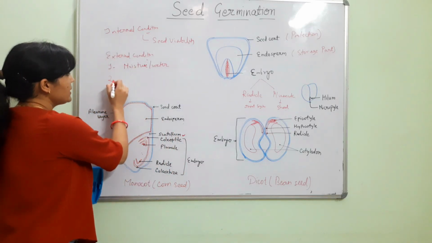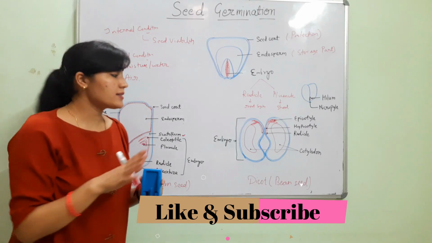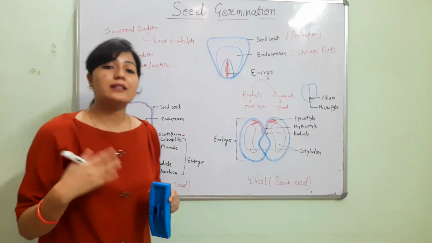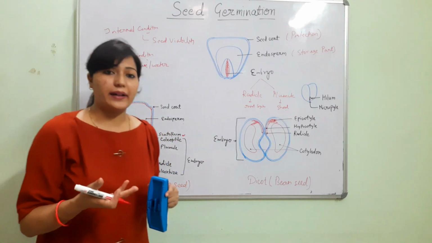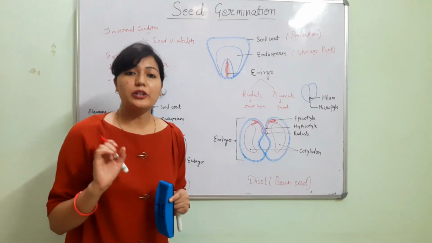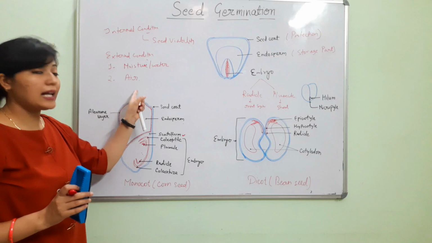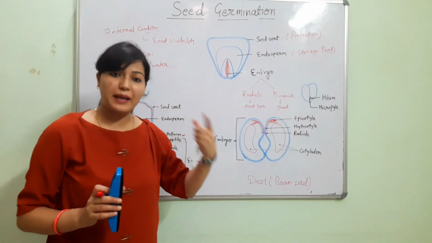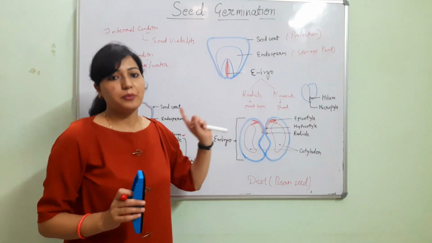Okay, the second is air. Air is also important because the seed germination process is an active process where energy is required. Energy is required for the metabolism of the molecules. So air helps in aerobic respiration, which releases energy, which helps in further processes.